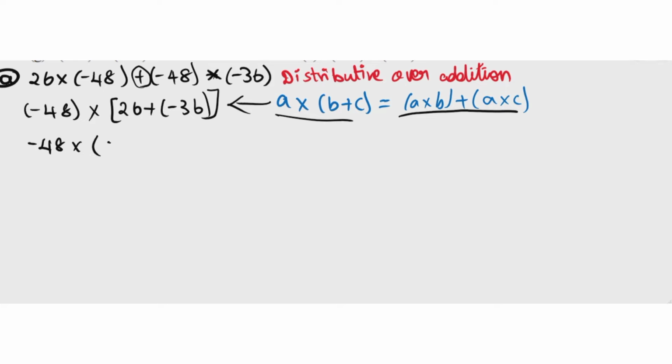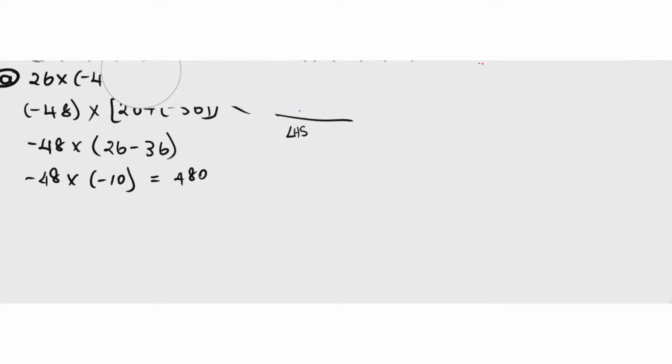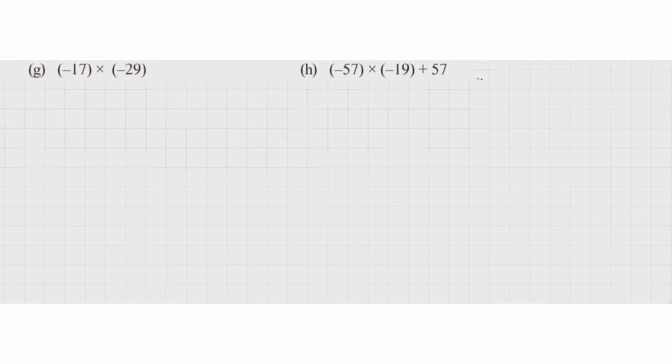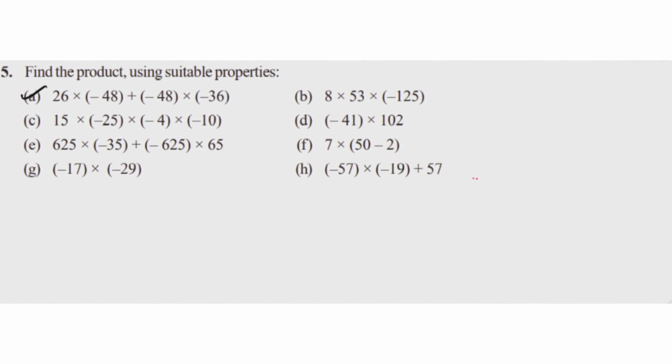So now we can do the sum. Minus 48 multiplied by 26 plus minus 36. Plus into minus is minus. So minus 48 multiplied by minus 10. My answer here is 480. So my LHS is 480. And then you can just check and see the RHS. I am sure that you will get only 480. I hope you understand. So here we have used distributive property over addition. Now we can move on to the next question.